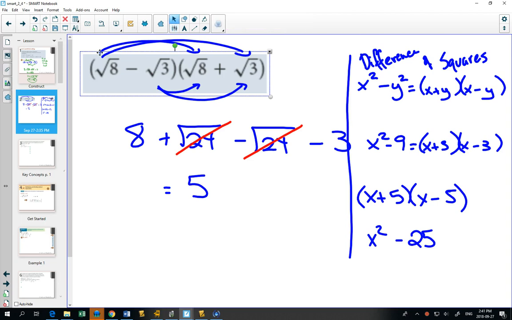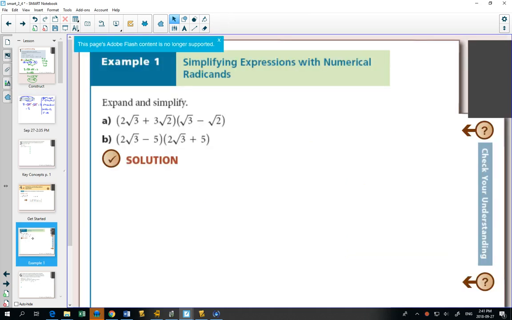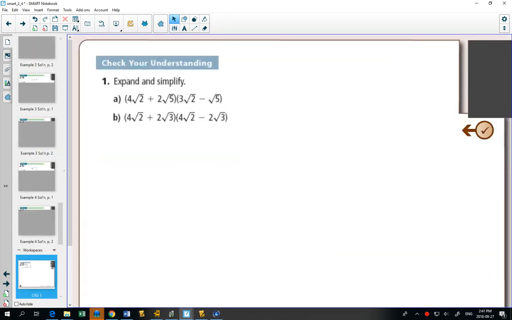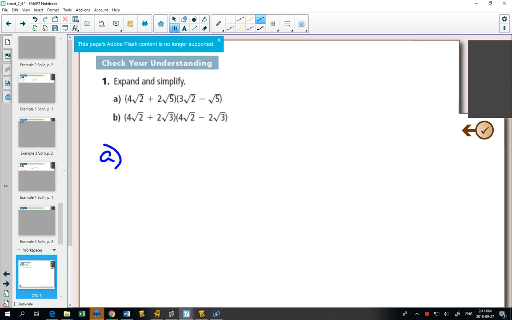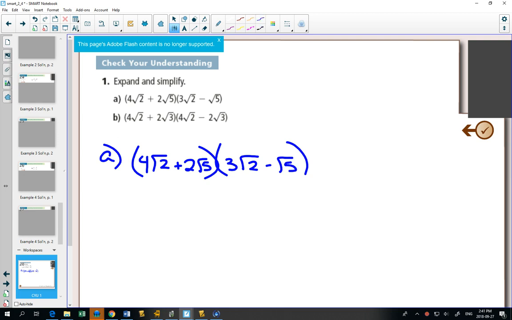So let's go to example 1. In example A, we just want to multiply them out. So I'm going to rewrite them. 4 root 2 plus 2 root 5, 3 root 2 minus root 5. And we have to FOIL. So the first thing that comes up in this question is how do you multiply mixed radicals together?